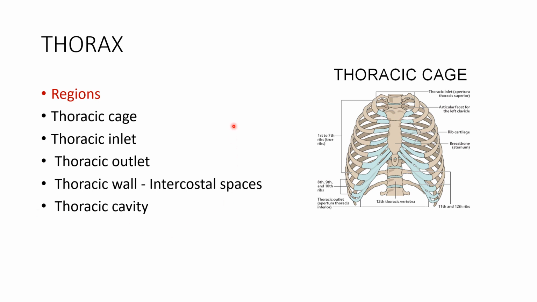Now let us see what are all the regions under which the thorax can be studied. So one is the thoracic cage. There is the thoracic inlet. This is the thoracic outlet, and the thoracic wall with spaces between the ribs called the intercostal spaces, and inside it the thoracic cavity. So we will be studying this thoracic region under these categories.